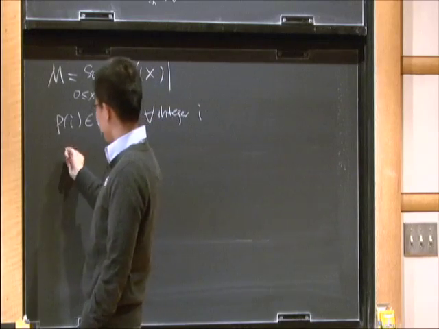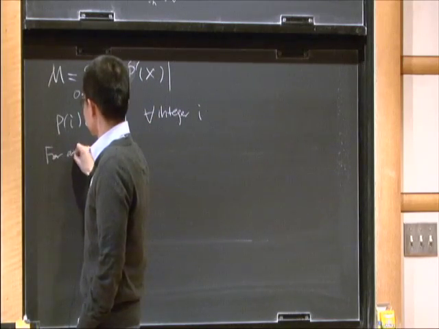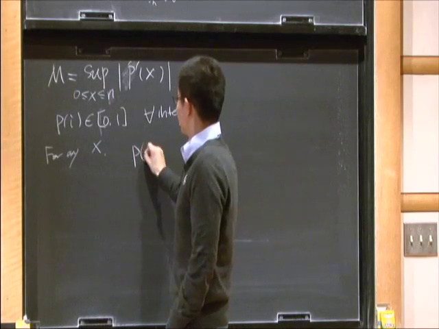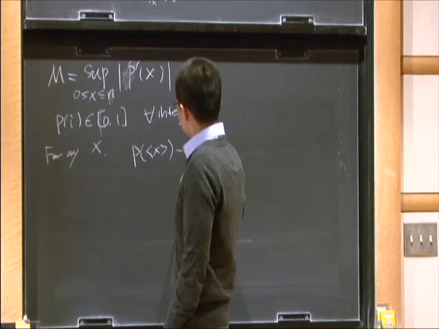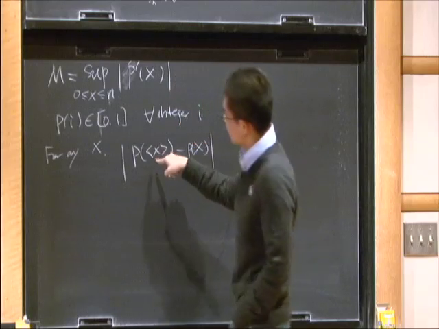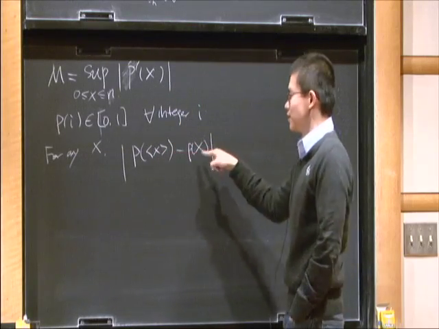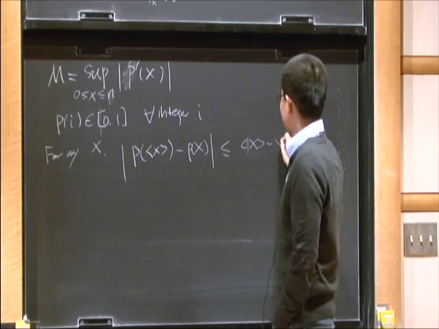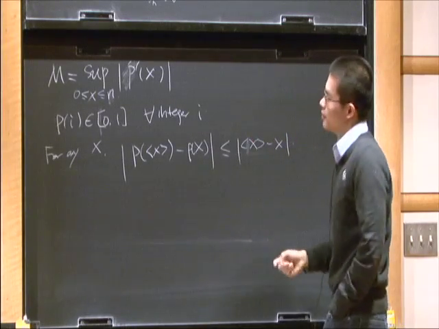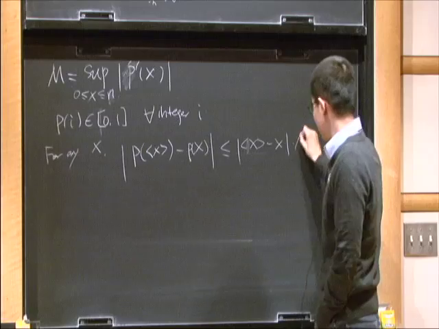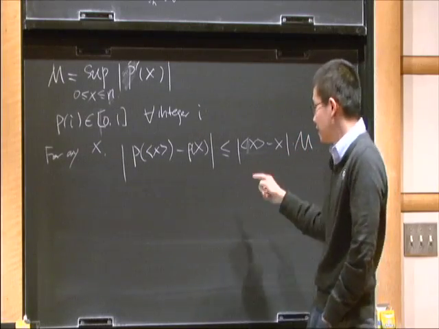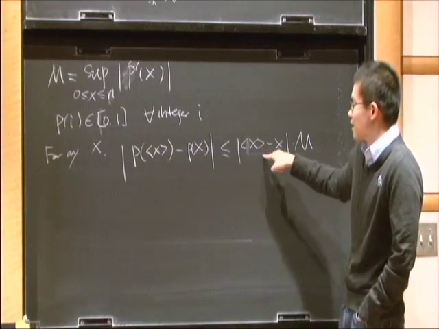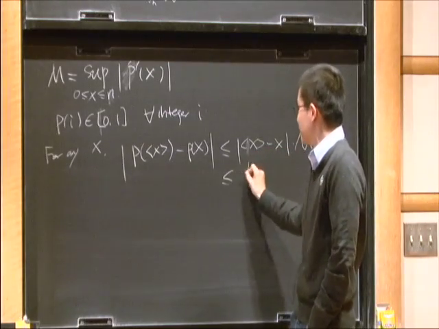Then for any s, if we look at the closest integer, so I use this notation to mean the closest integer to s, this is bounded by the distance times the supremum of the derivative, so it's bounded by this one. And we know every real number has distance less than 1/2 to some integer, so this is bounded by m/2.